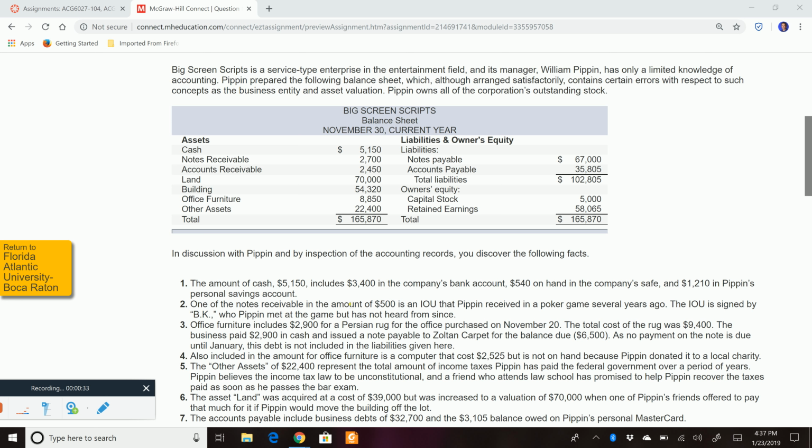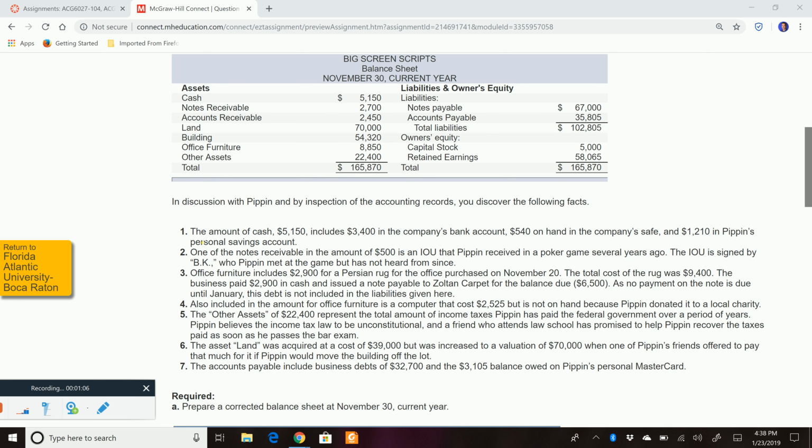Even though the balance sheet balances, we have assets totaling $165,870, and on the other side we have liabilities and owner's equity totaling the same amount, $165,870. Even though the balance sheet balances does not necessarily mean that it is correct. So what we were given here is we're looking at all of these dollar amounts, and we are given additional facts, and we need to decide whether the additional facts would change our mind about certain balances. So let's take a look at information number one.